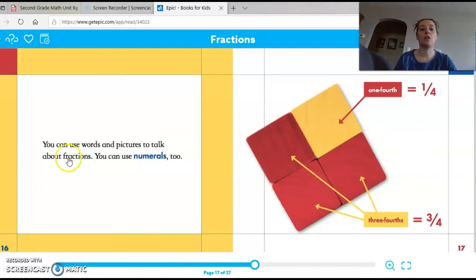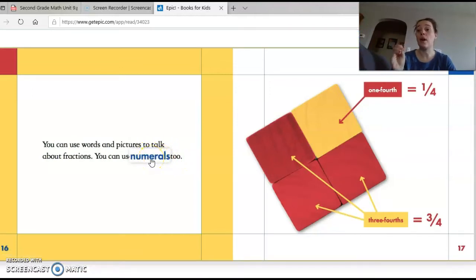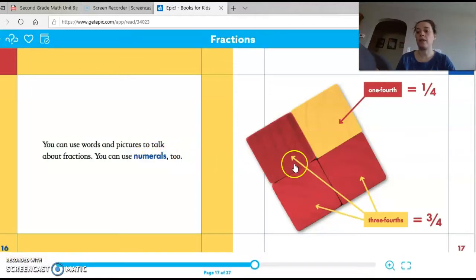I'm going to read a few pages here for you, and then we'll talk more about fractions. So looking over here, you can use words and pictures to talk about fractions. You can use numerals too. Remember, numerals are numbers. Okay, look over here at this picture. We're going to look at the picture first.